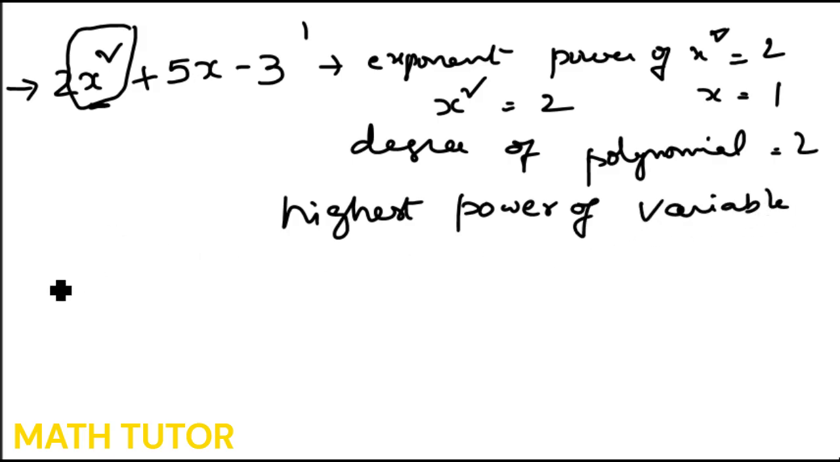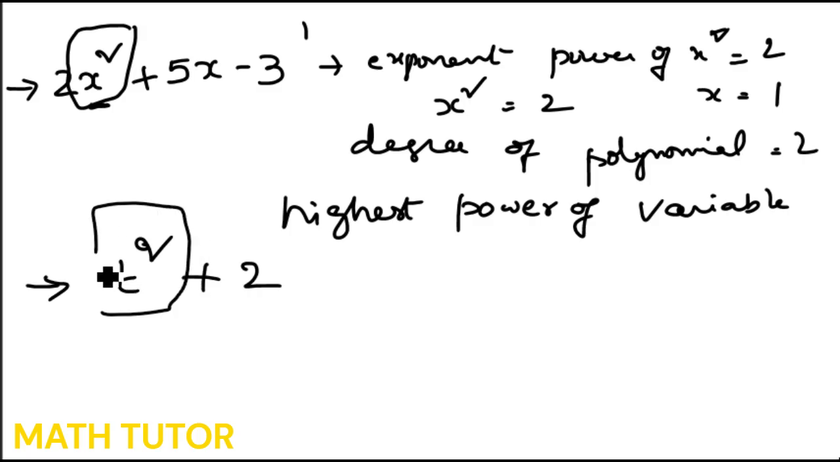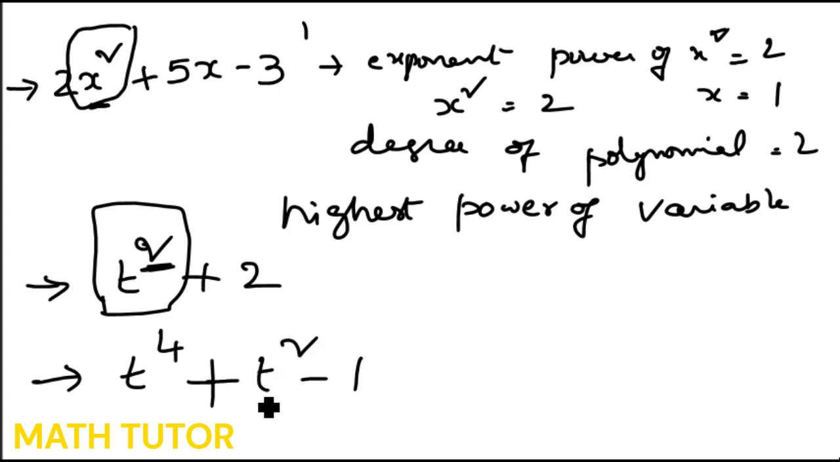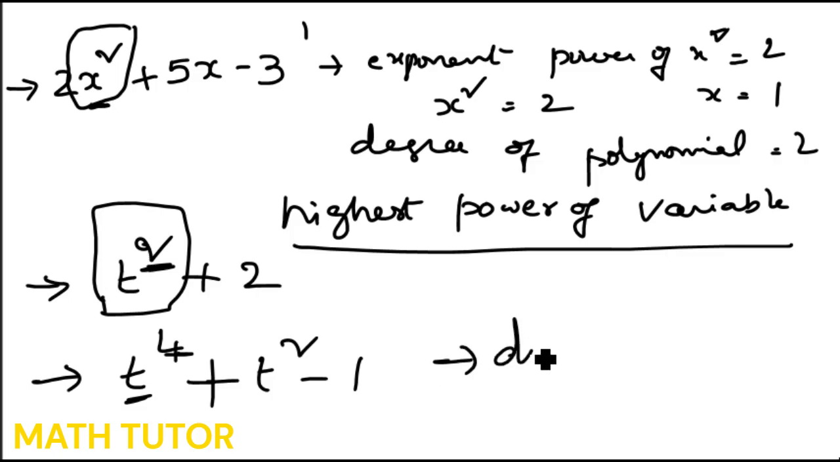Okay, suppose I have an example, t square plus 2. Here, what is the degree of the polynomial? Only one variable is there, that is t square, so this will be the highest by default. Suppose I have t to the power 4 plus t square minus 1. Now in this example, what will be the highest power of the variable? Which variable has the highest power? This. And what is the power? That is 4. So the degree of this polynomial will be what? It is 4.